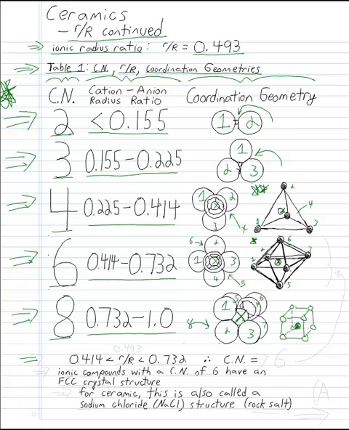Relating this back to our problem, we have the little r to big R ratio for the nickel oxide of 0.493. This value is greater than 0.414, yet less than 0.732. Knowing this, we can say the coordination number for nickel oxide is 6, since this corresponds to this table value right here.